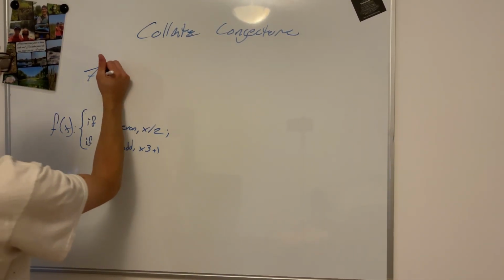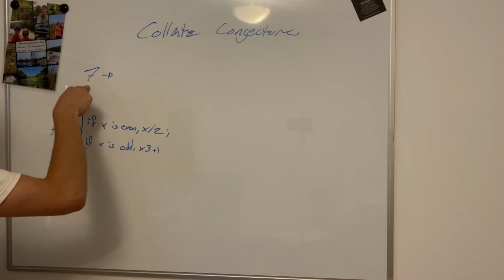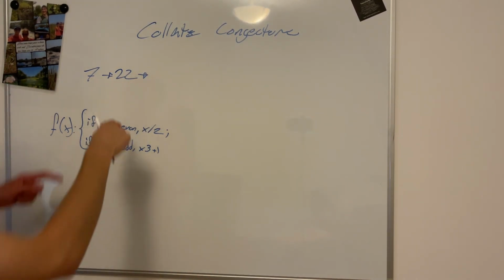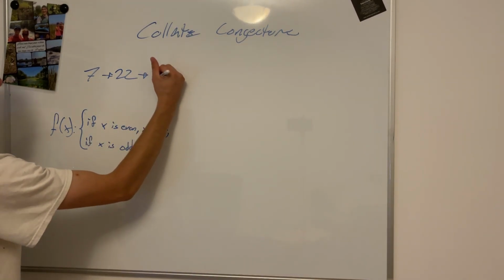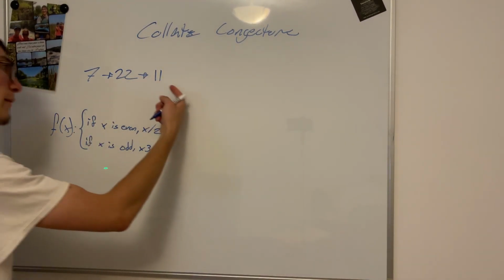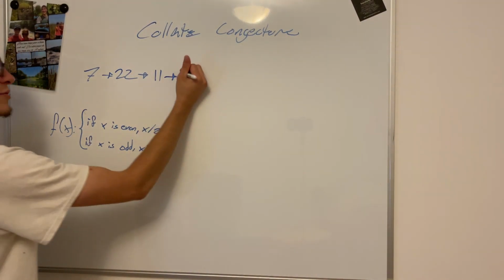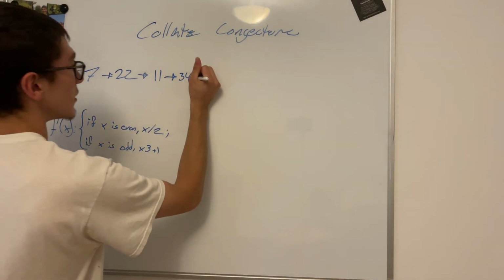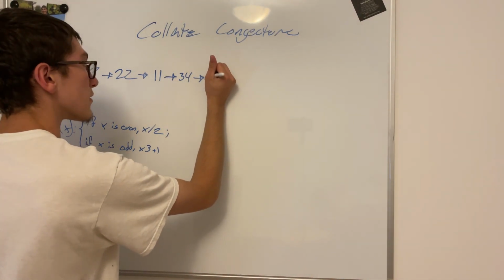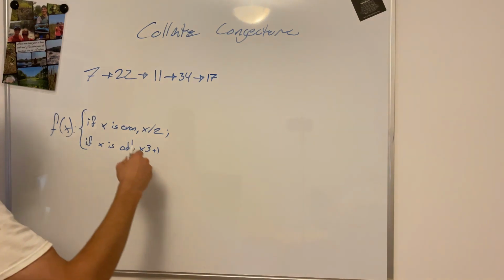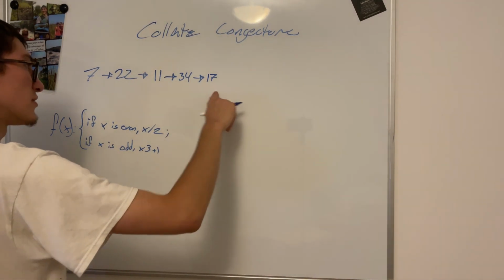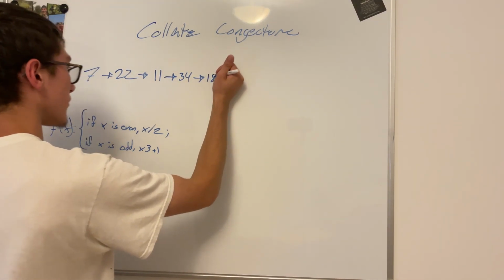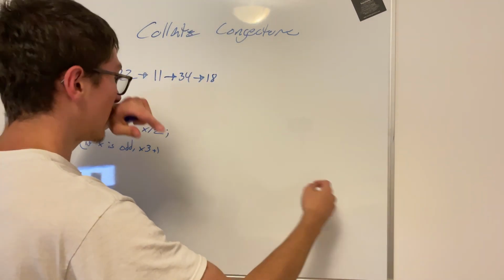So if we start from 7, it's odd. So we multiply by 3, 21, and then add 1, so 22. And then 22 is even, so we divide by 2, and we get 11, right? And then 11 is odd. We multiply by 3, 33, and 33 plus 1, 34, right? So on and so forth. Let's just do it real quick. 34 divided by 2, since it's even, we get 17. Then 17 times 3 plus 1, 52, sorry. And so on and so forth, and you get to 1 eventually.